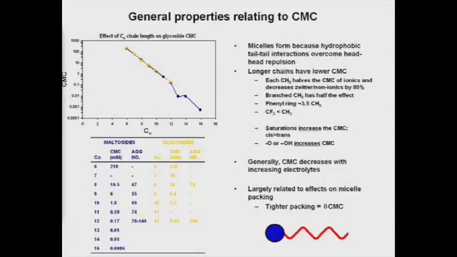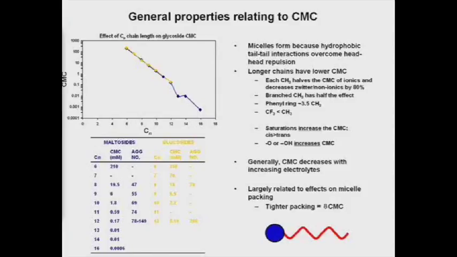Phenyl rings are equivalent to about 3.5 methyl groups. So aromatic hydrophobic regions have a different effect to aliphatic regions. And perfluorinated hydrophobic tails tend to have a lower CMC than the related hydrocarbon tails. If we do introduce things like unsaturations into these hydrophobic tails, we tend to increase the CMC. Cis has a greater effect than trans in the configuration there, and introducing polar groups like oxygen or hydroxyl groups also tends to increase the CMC.